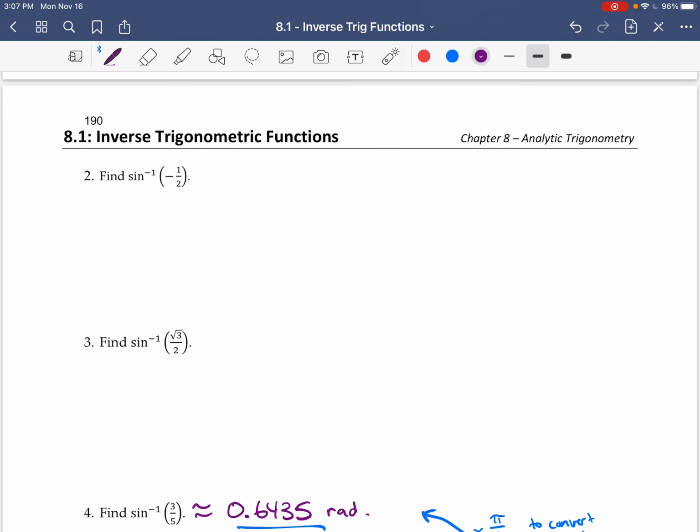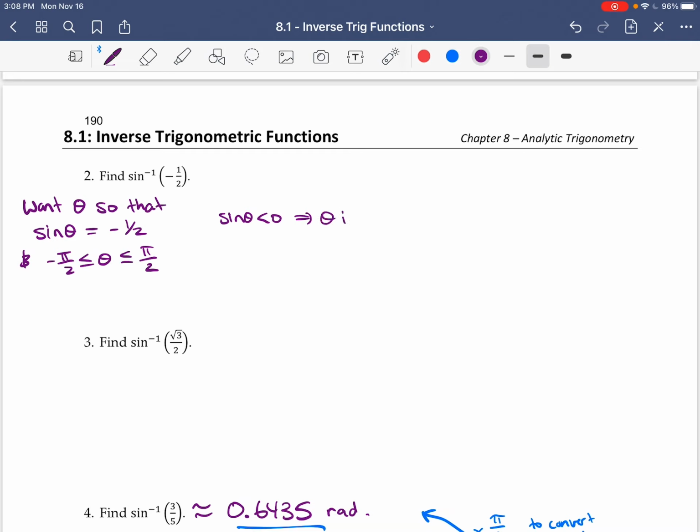So we want to find sine inverse of negative 1/2. That means we want theta, because the outputs here are angles, so that sine of theta is equal to negative 1/2, and theta should be between negative pi by 2 and pi by 2. Sine of theta being negative, and knowing that theta is in quadrant 1 or quadrant 4, means theta must be in quadrant 4.